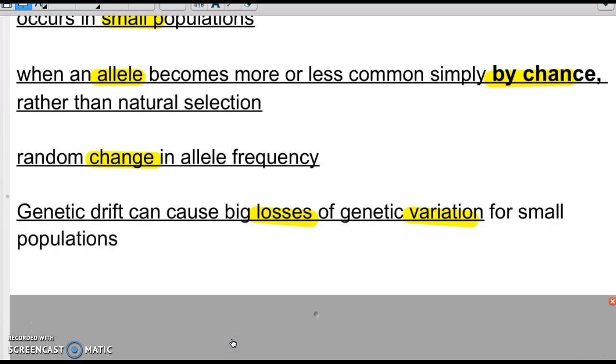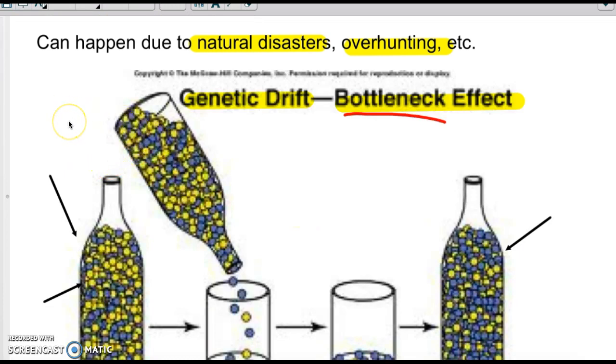And so sometimes you can get a huge loss in genetic variation in a small population when you have genetic drift. There are three types of genetic drift that we're going to be talking about. The first one is called the bottlenecking effect. Bottlenecking effect usually happens in a small population where a random natural disaster occurs, like a huge tornado or a fire or a flood or a hurricane, or even maybe overhunting accidentally happens to the population. And so what happens is you lose genetic variation in a population and your allele frequency changes quite drastically.